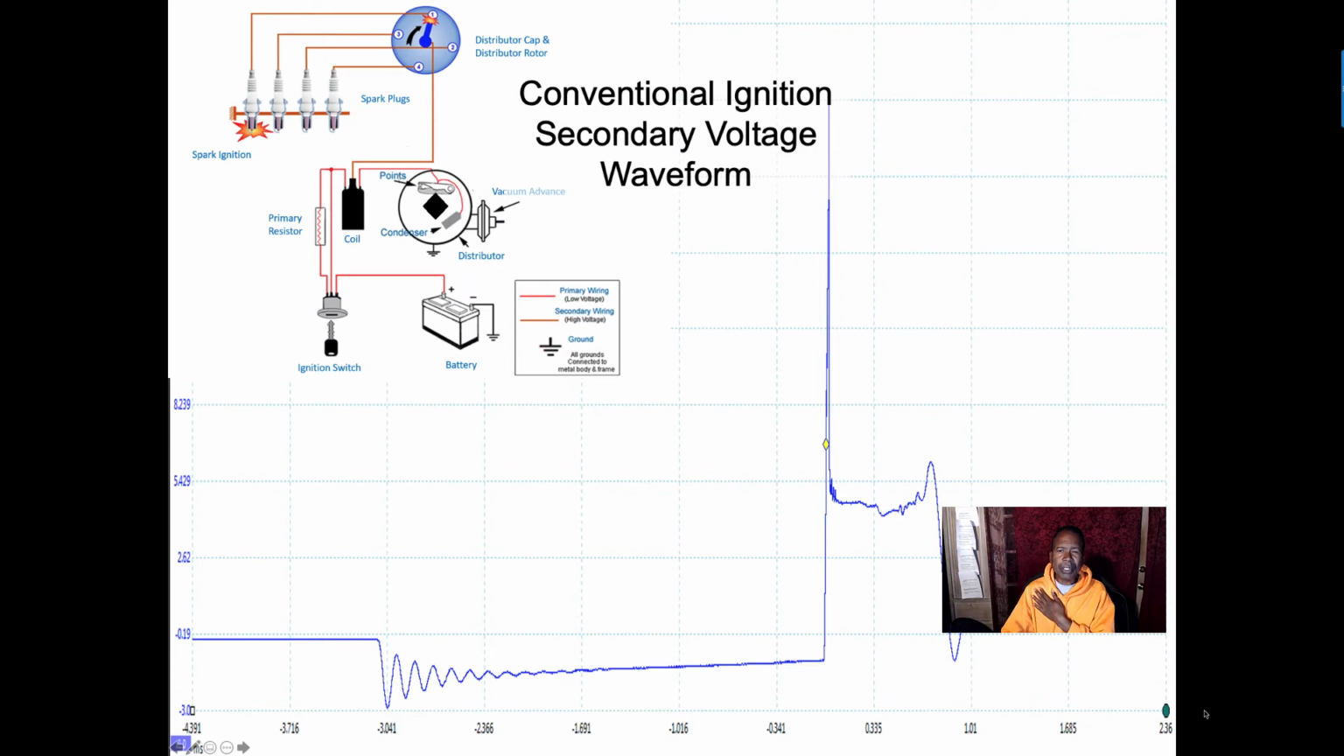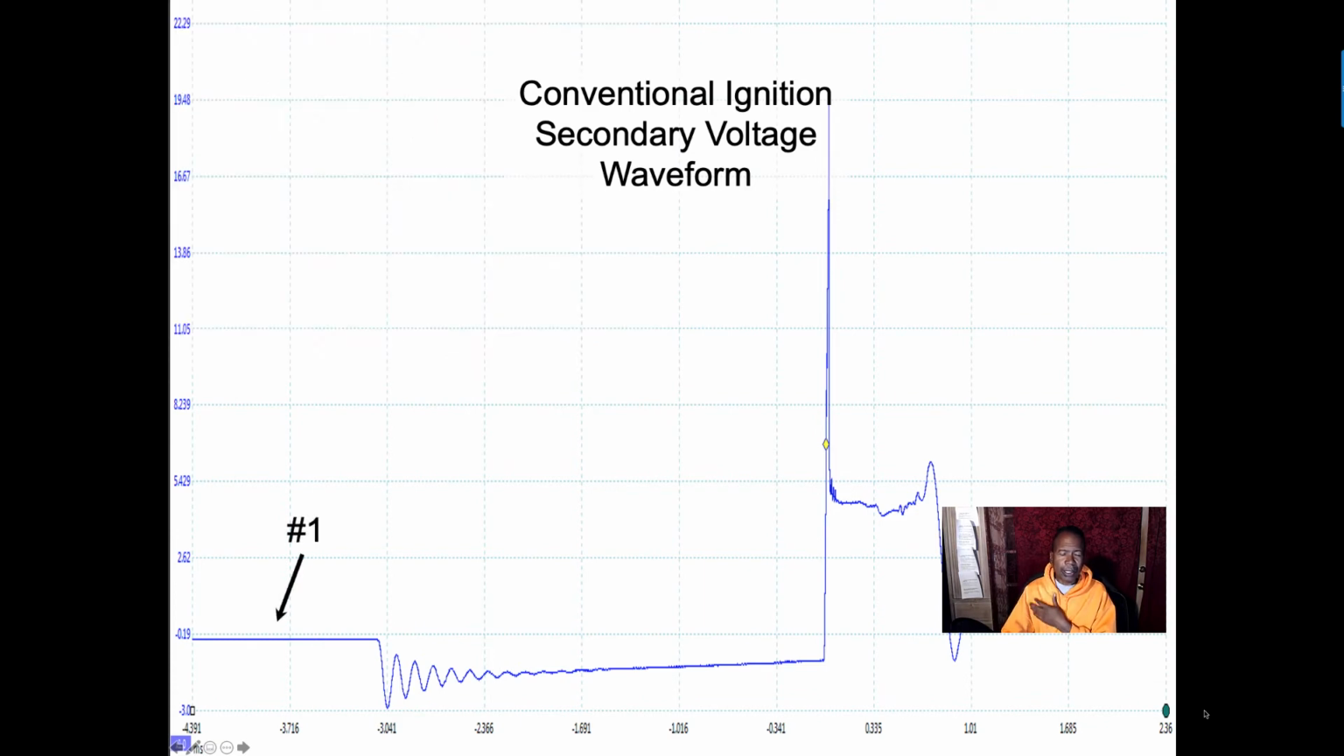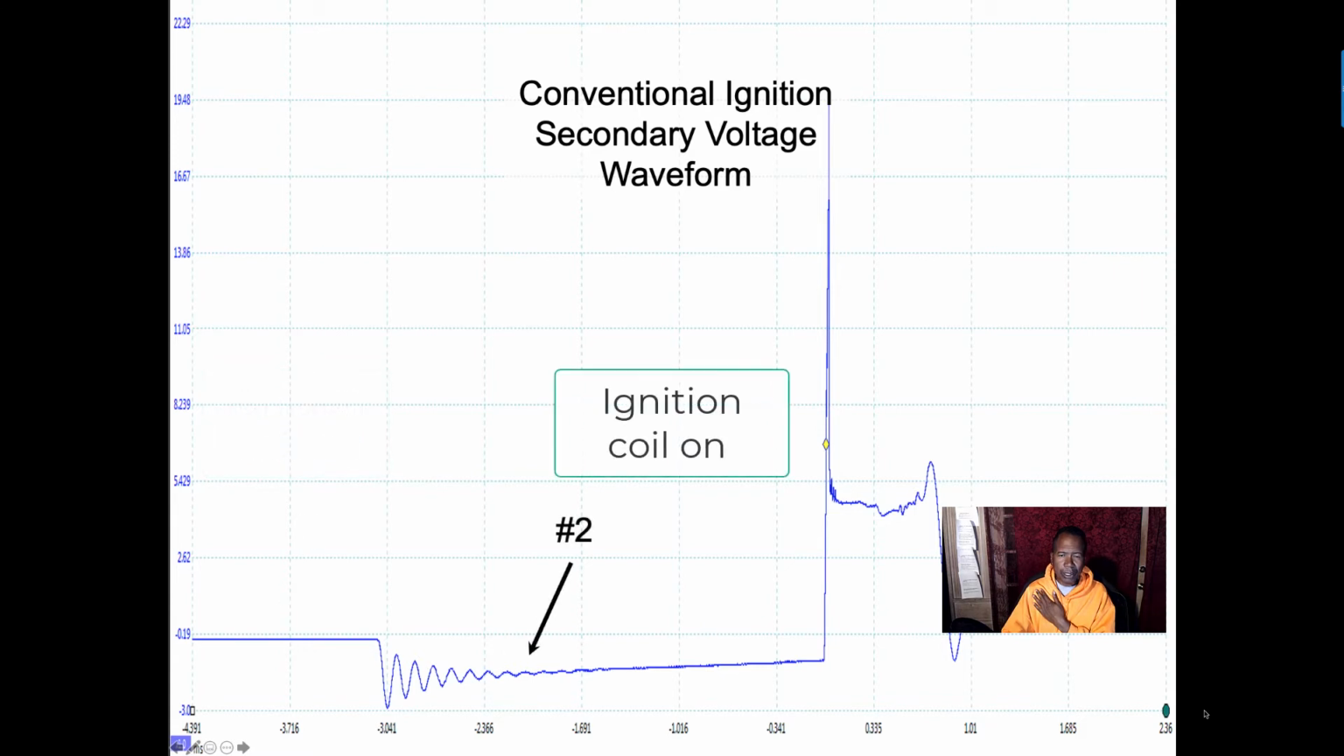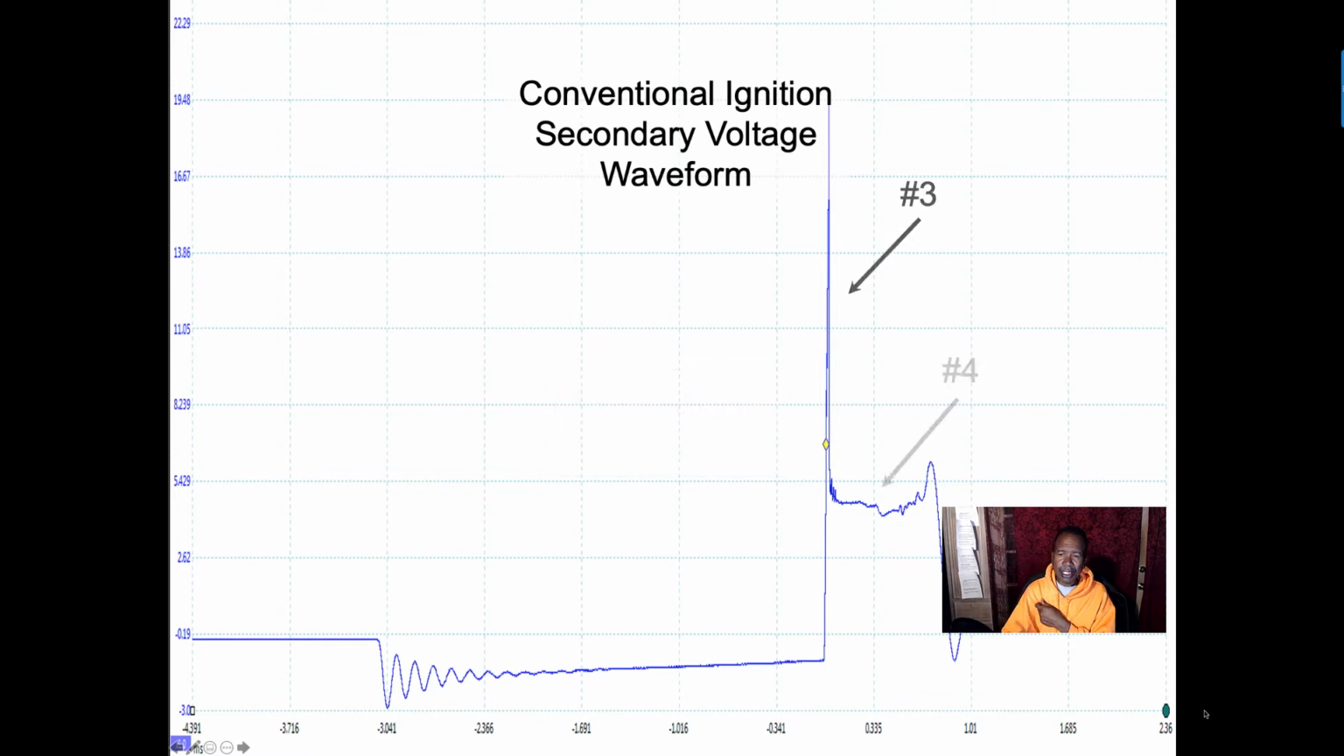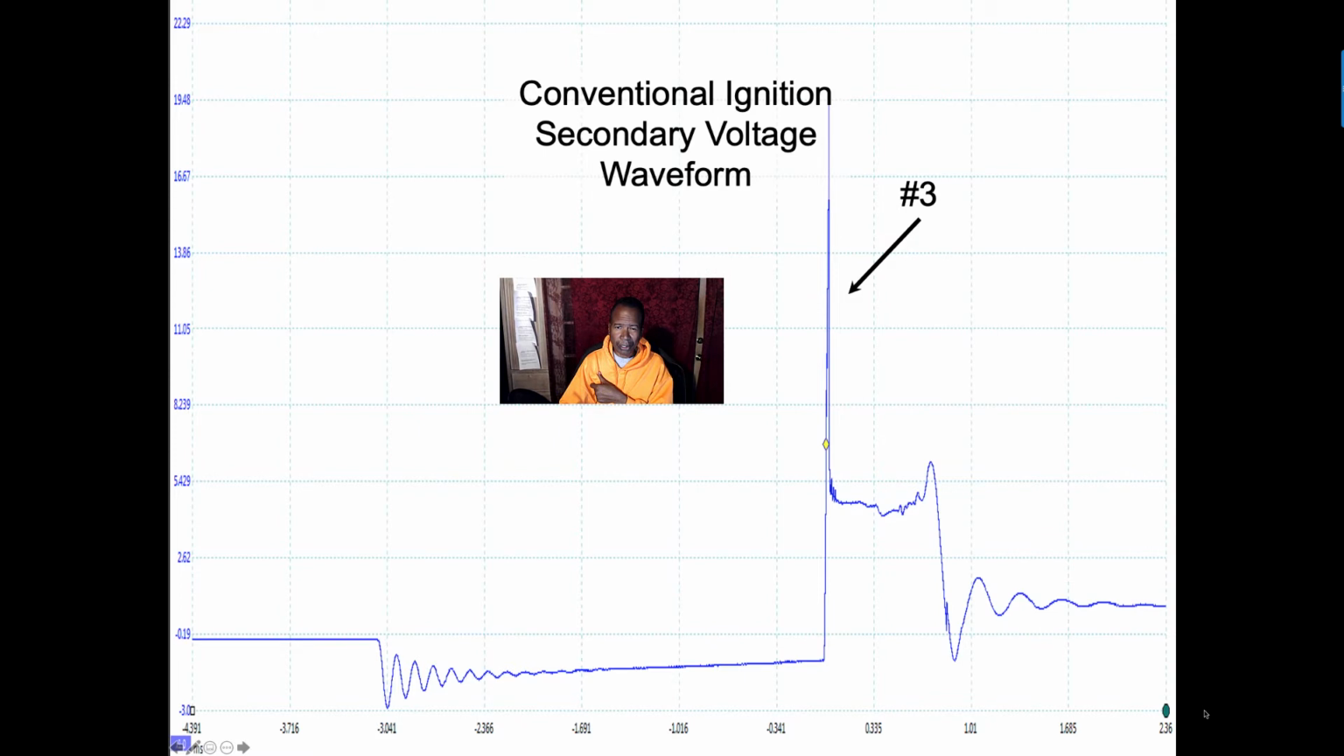Here is conventional ignition secondary voltage. We see again, just like the primary, we got the system voltage, the dwell section, the fire line as an induction kick. So the fire line is the amount of voltage required to initiate the spark across the spark plug. That's your fire line.